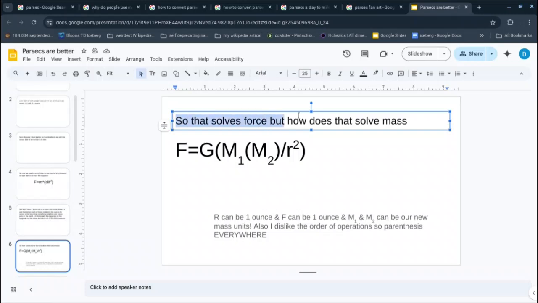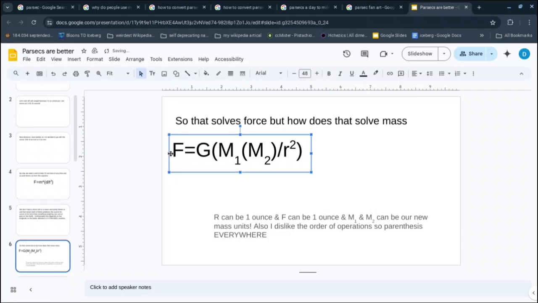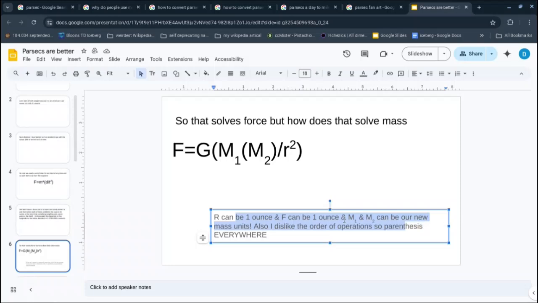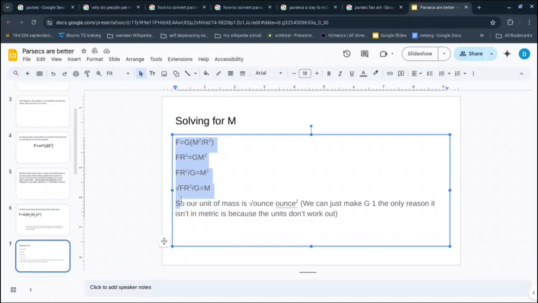So that solves force, but how does that solve mass? Well, F is equal to G times M1 times M2 over R squared. So we can just use this. We have force here, and we'll put our R squared, which will of course be the ounce. Yeah, R can be 1 ounce, ounce can be 1 ounce. And M1 can be our new mass units. We'll just assume that they're both the same. So we can solve for M. This is probably incorrect. So our unit for mass is the square root ounce squared.